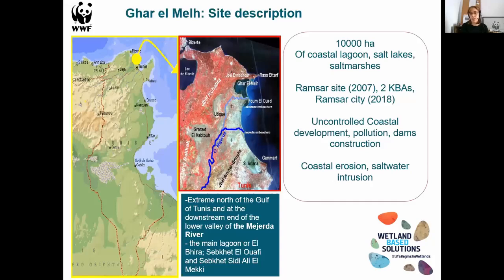It's worth mentioning that this is a Ramsar site. It also has 2 KBAs, the KBA of Sidi Ali Maki and the KBA of Jbal al Nadur, the mountain that also surrounds the complex of lagoons. But as we saw earlier, this ecosystem is facing the dual effect of natural threats, coastal erosion, saltwater intrusion, and so on, and also uncontrolled coastal development, pollution, and dam construction upstream, which is affecting the lagoon.